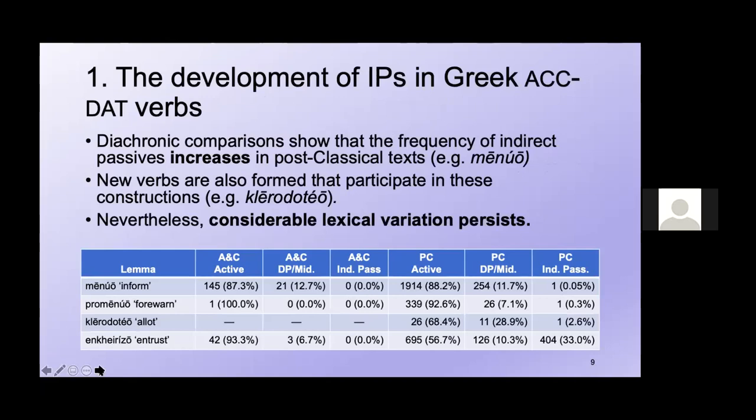Diachronic comparison shows that the frequency of indirect passives increases in post-classical texts, so verbs such as menio, which didn't form indirect passives at an earlier stage, begin to develop them. And new verbs are also formed, such as écrire or tell, which also participate in these constructions. But nevertheless, considerable lexical variation persists, and you can see that in this period, enchiriazo, entrust, is very productive with indirect passives, but these other verbs are still relatively restricted, even though we have enough examples to show that they were at least grammatical.